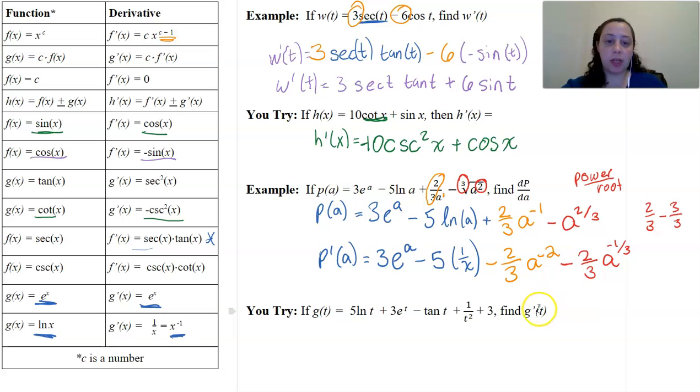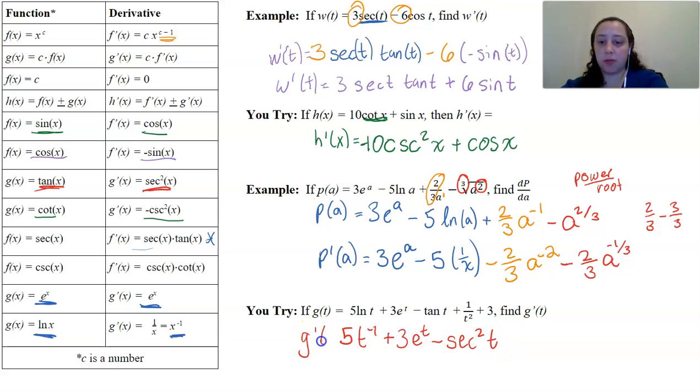So we're trying to find g prime of t. We're going to bring our constant in the front. Ln of t becomes t to the negative 1, stays the same, plus 3 e to the t. Derivative of tangent t is secant squared, so minus secant squared t. This is my derivative here.